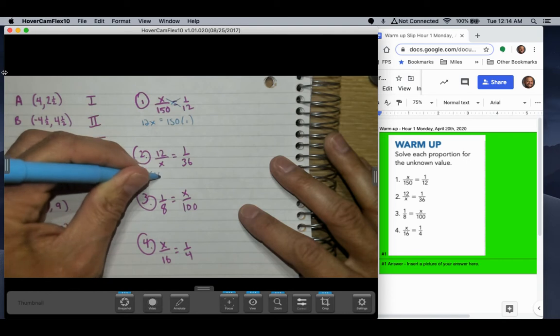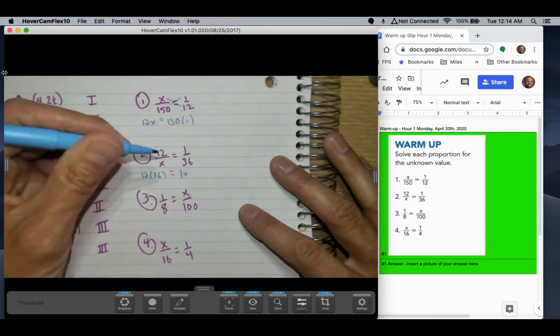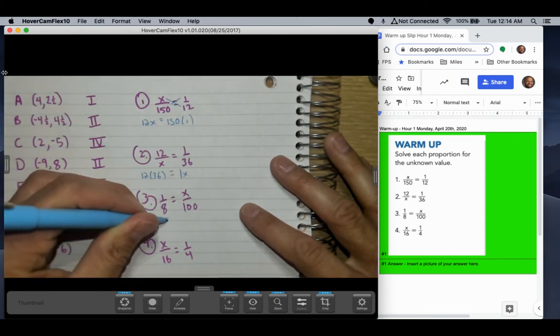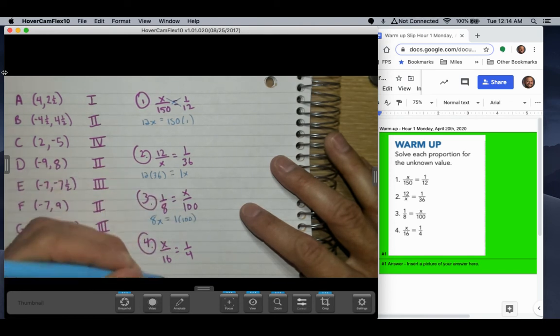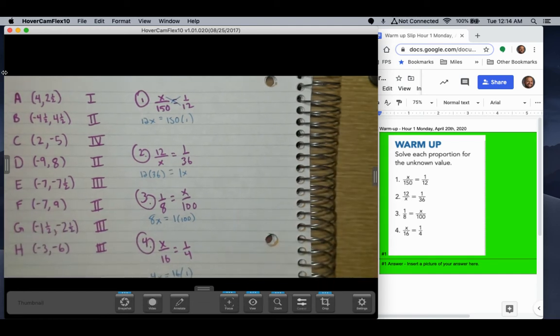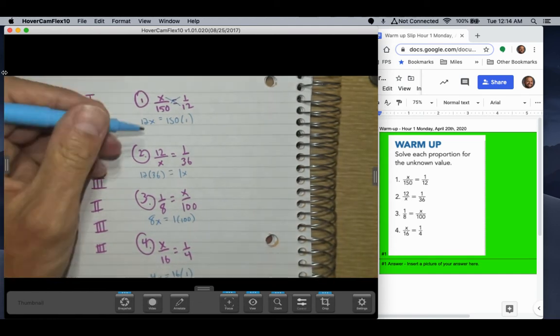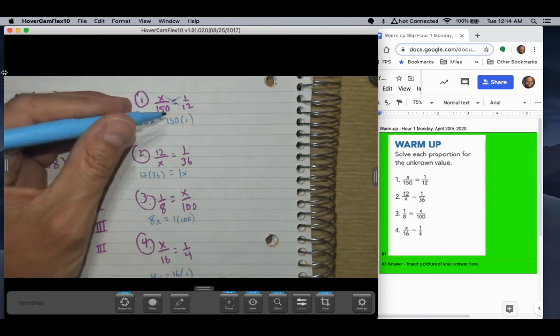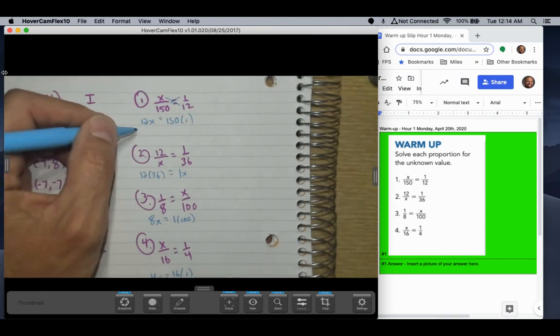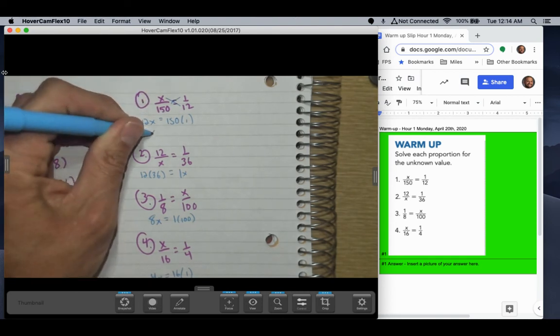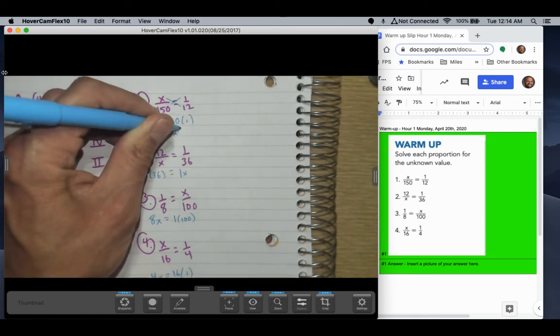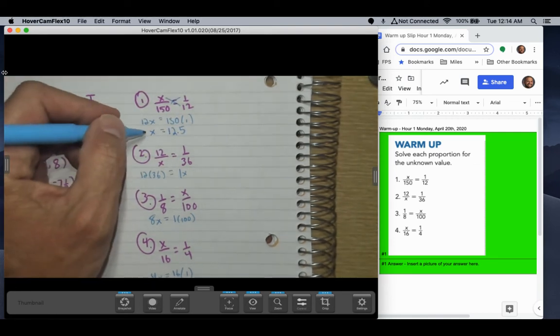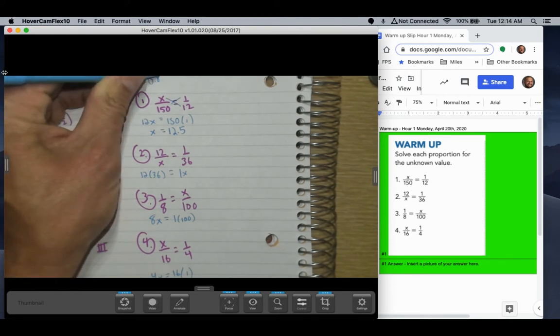And so 12 times 36 equals 1 times x. 8 times x equals 1 times 100. 4 times x equals 16 times 1. And obviously those simplify pretty easily here. And so calculator in hand, 150 times 1 is 150. And then I would take 150 and divide it by 12. And so x for this first one would equal 12.5. Then I could even take 12.5 and divide it by 150, which equals a crazy decimal of 0.83 repeated.